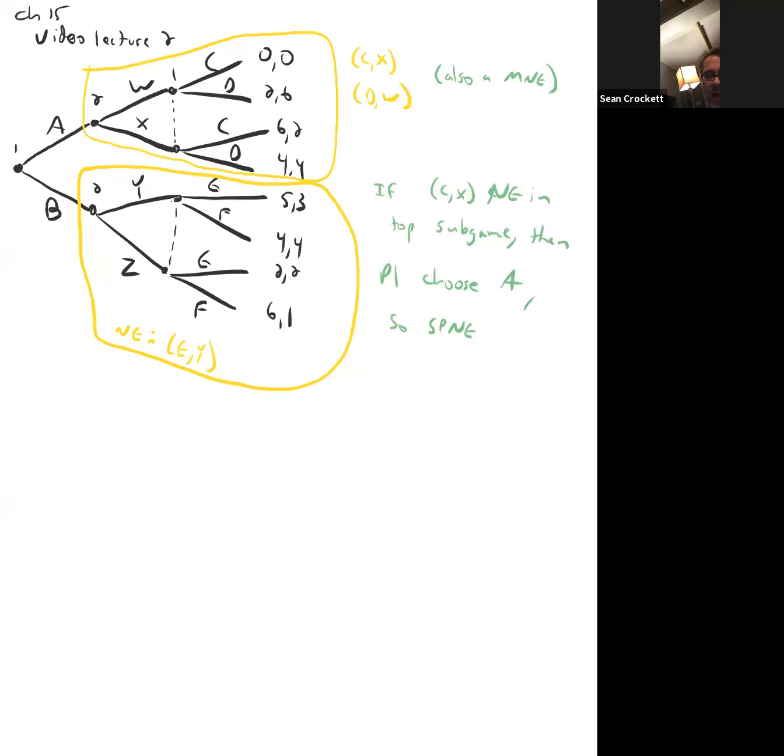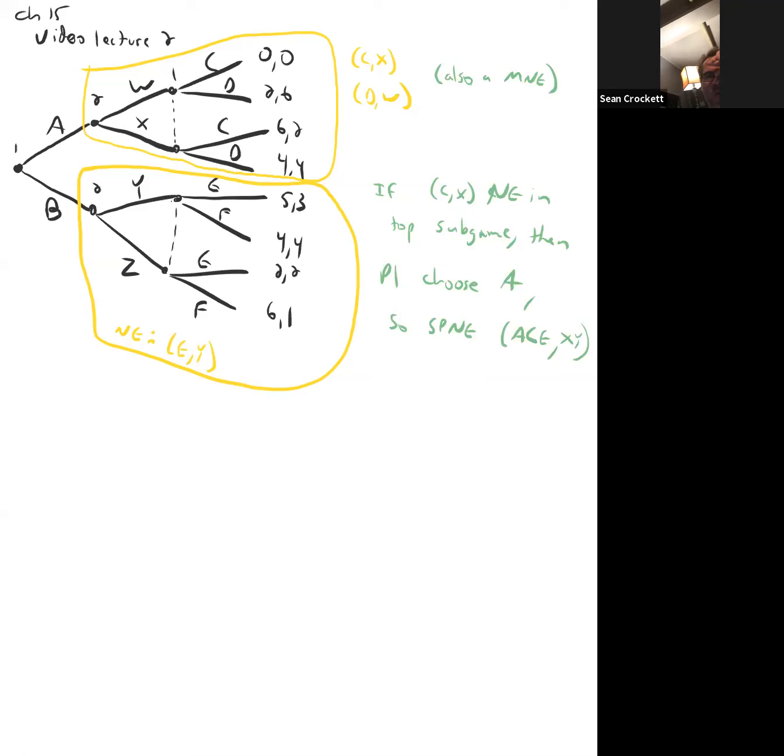The SPNE is: player one picks A at the first node, picks C in the top, and in the bottom he always has to pick E, because it has to be an equilibrium in every subgame. Whereas player two, we've agreed that it's the CX equilibrium in the top, so must be playing X in the top, and in the bottom always has to play Y.